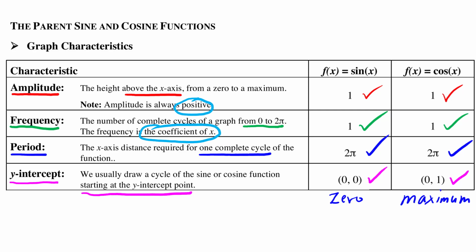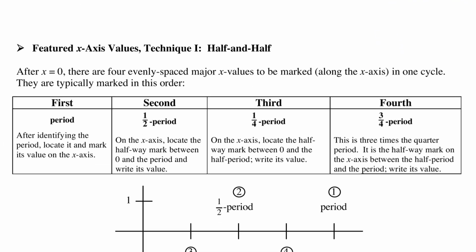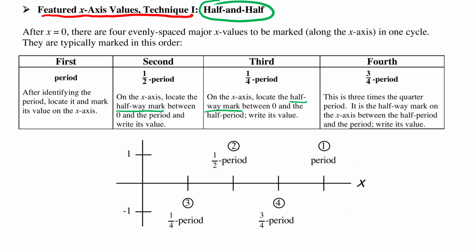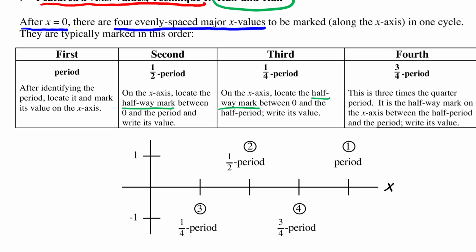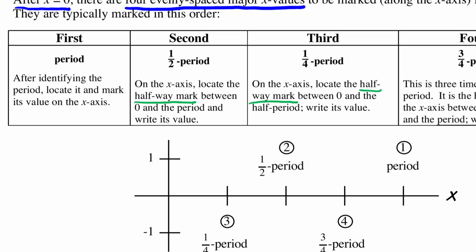Now, how do we find points along the x-axis? I have two techniques. One I call the half and half technique. And so what we recognize is that after x equals 0, there are 4 evenly spaced major x values. The first one we usually mark is the period. So that's got a 1 next to it. That's the first thing that we'll mark is the period along the x-axis.